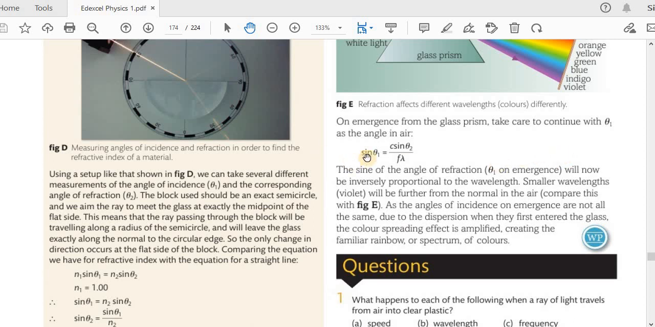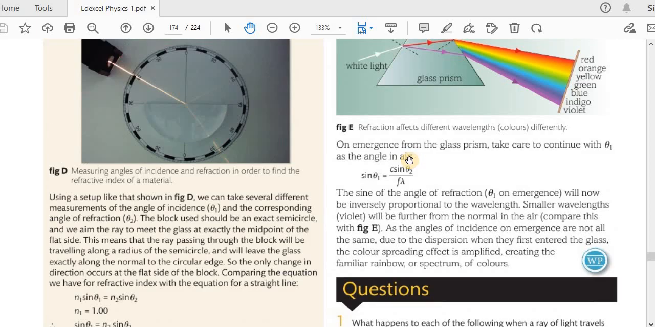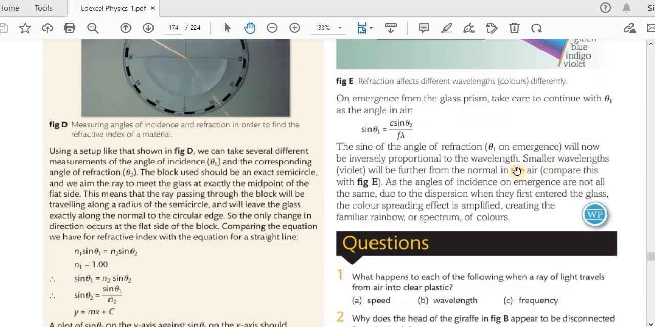So when the wavelength is shorter, the angle is greater, right? When the wavelength decreases, I think I accidentally said it the other way earlier. So what you have to remember is, when the wavelength is shorter, sin theta1 will be greater. So the refraction is more. Smaller wavelengths, violet will be further from the normal in the air.